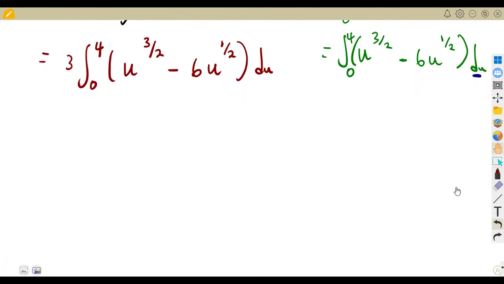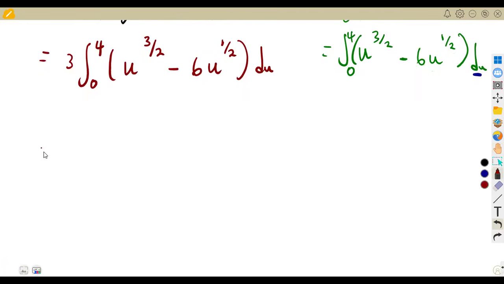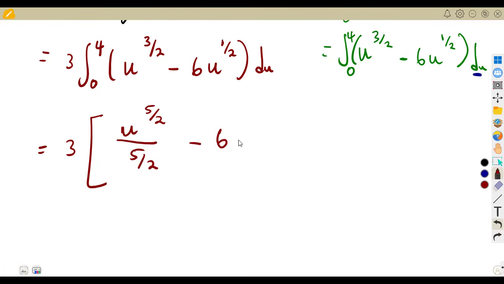So let's integrate. We are done. Let's integrate. 3, we integrate u, we add a 1 as usual. If we integrate, we're going to add a 1. So that will be 3 over 2 plus 1. That will be 5 over 2. So you're going to have u to the 5 over 2 divided by 5 over 2 minus, we do the same thing here, 6u to the exponent. We add a 1. So that will be u to the 3 over 2 over 3 over 2 like this with our limits.